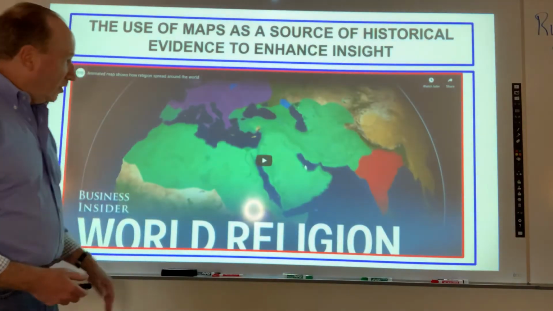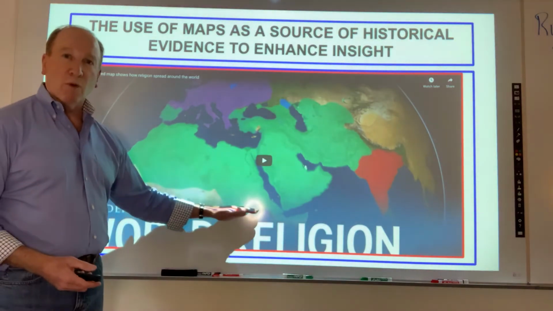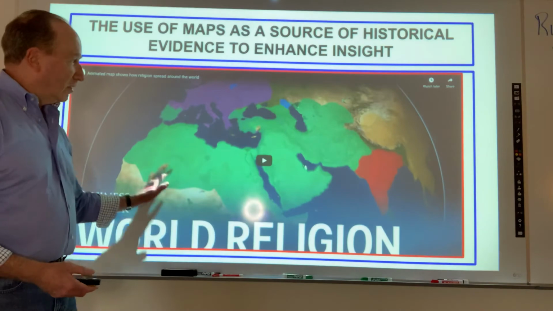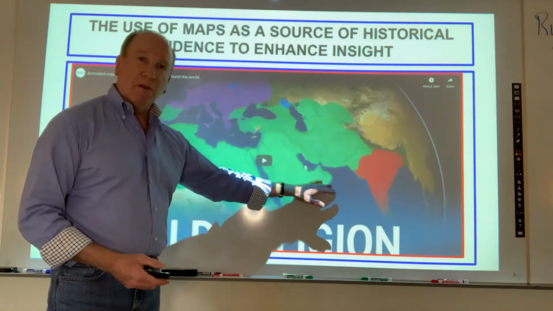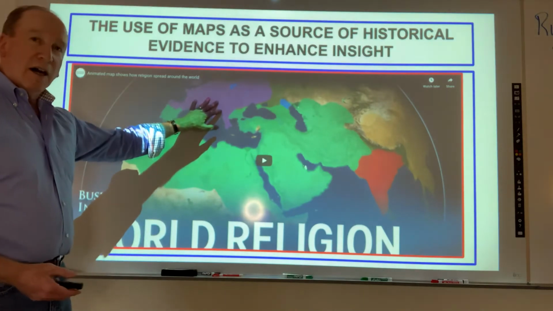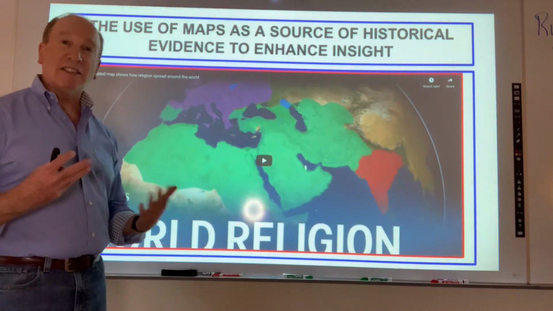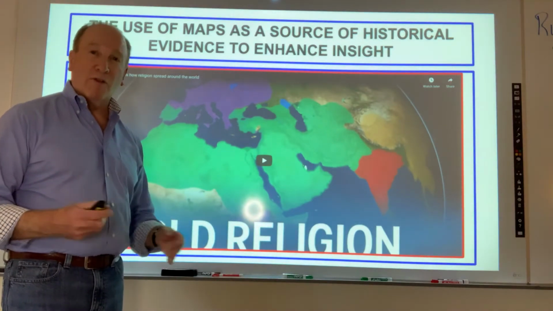I share this video of how world religion has spread around the world. You have Islamic dominance in the Eastern Hemisphere. You have Christian dominance in Europe, as you do in the Western Hemisphere. How does that set us up for the 21st century?